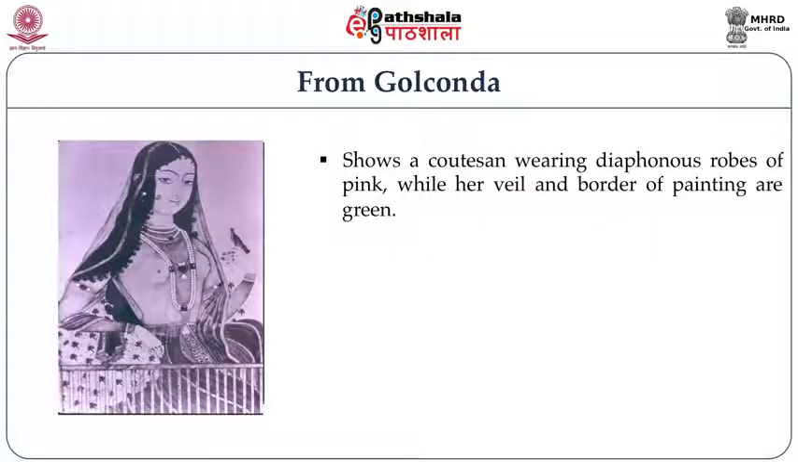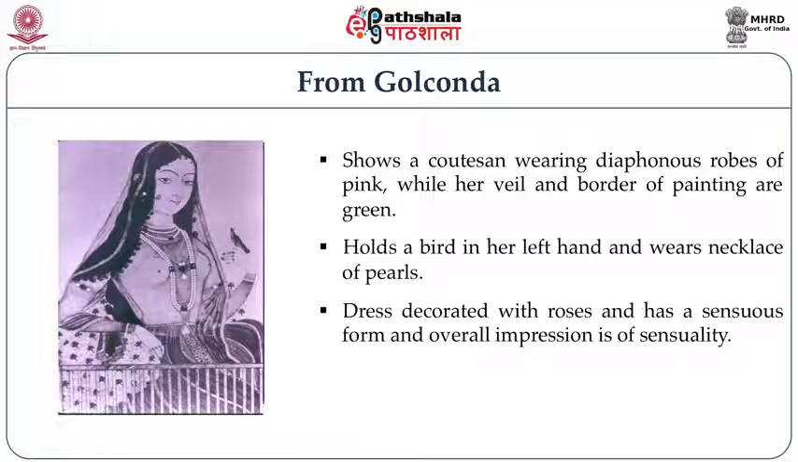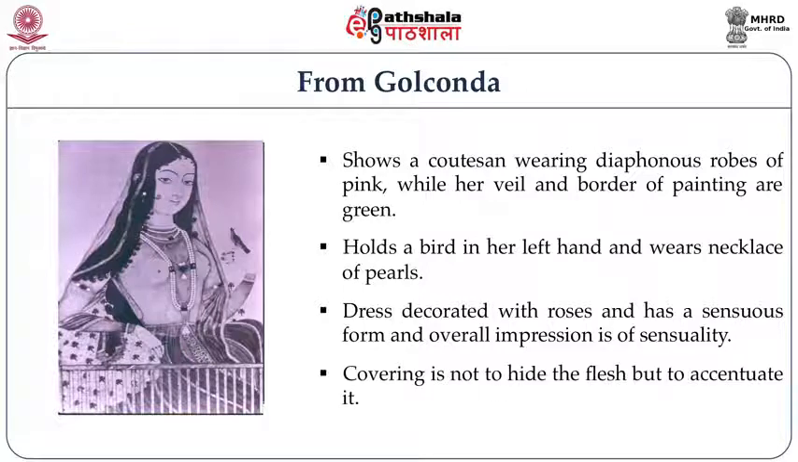Another interesting painting of a courtesan is from Golconda, where she is shown as wearing very diaphanous robes of pink, while her veil and borders of the painting are green. She is holding a bird in her left hand and she wears a necklace of pearls. Her dress is decorated with a lot of roses. She has a very sensuous form, and the overall impression which this miniature painting gives is of sensuality. The whole covering is not to hide the flesh, but to accentuate the flesh. That's how the painting is depicted.